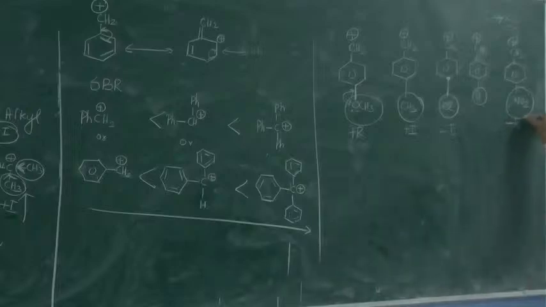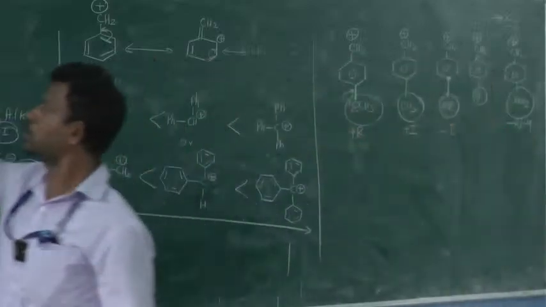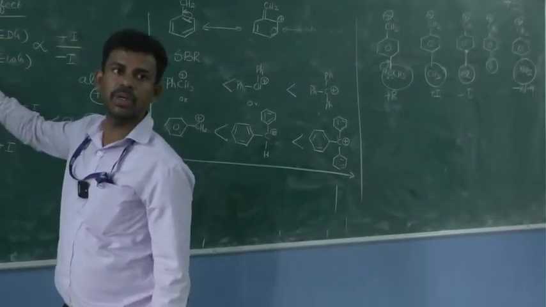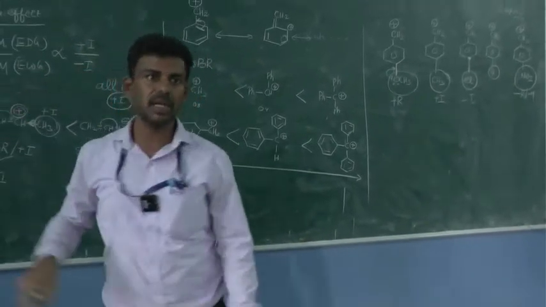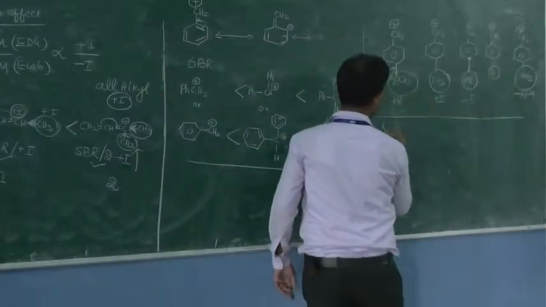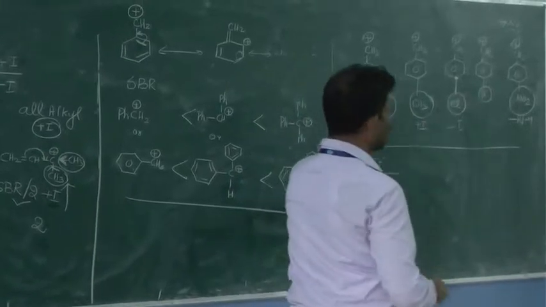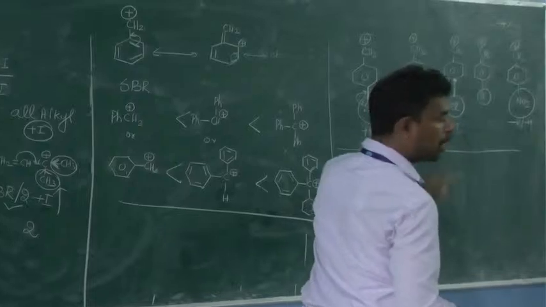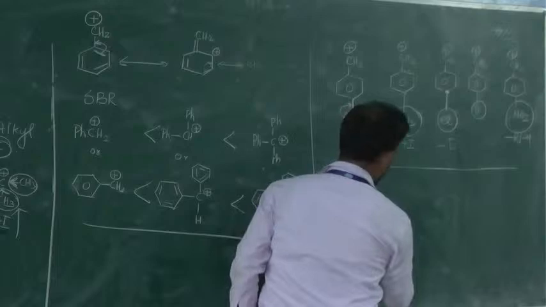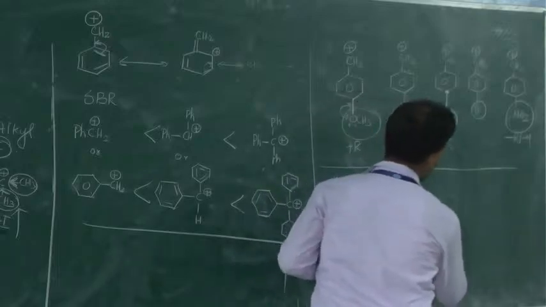Minus R, or we can write minus M. Yes or no? Now look at the table: stability is directly proportional to plus R and plus I, and inversely proportional to minus R and minus M. Understood? Now an important point, note it down. For example, if both R and I are present, which is the dominating effect? Resonance is going to be the dominating effect. Resonance or mesomeric effect is going to dominate when compared to the inductive effect. Please note this.